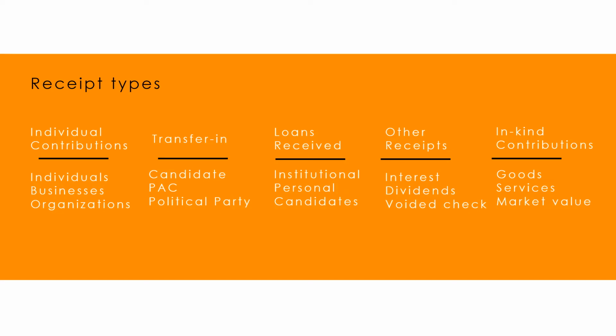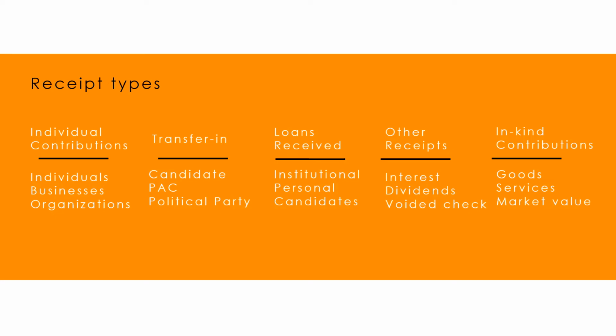So in the case of transfers in, another committee has given your committee a contribution. The third type of receipt is loans received. Loans received include both institutional and personal loans. The terms and conditions of any loan need to be in writing. Loans received will be reflected on both a Schedule A as a loan received and a Schedule C for debts and obligations.